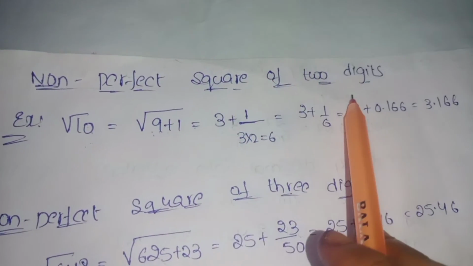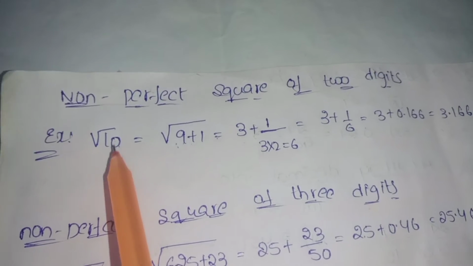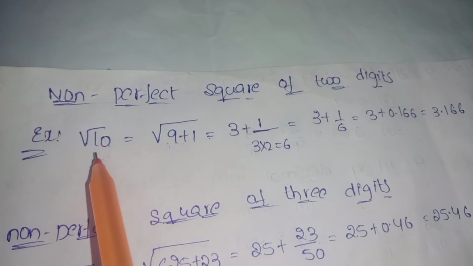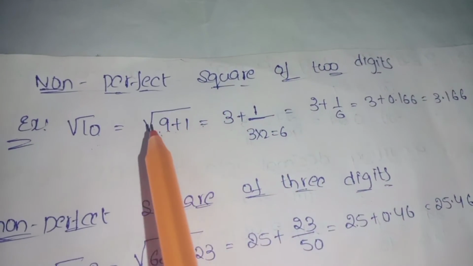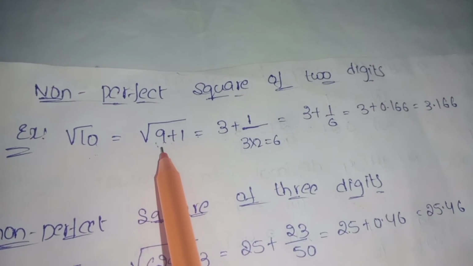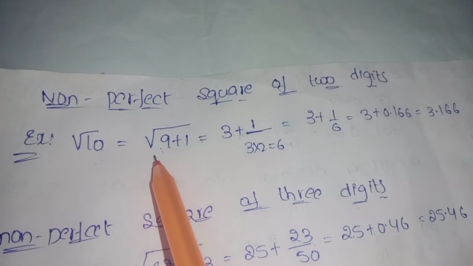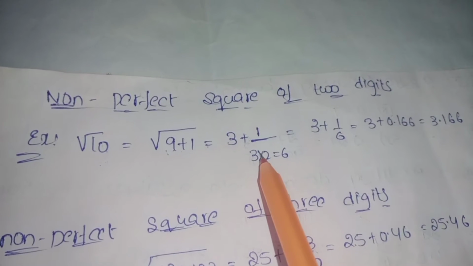Let us see the first example: how to find the square root of 2 digits, non-perfect square of 2 digits. Let us see one example, root 10. Root 10 is a non-perfect square. First you have to write 10 in the form of 9 plus 1, because 9 gives us a perfect square root. What is the value of the square root of 9? The value of the square root of 9 is 3, because 3 squared equals 9.